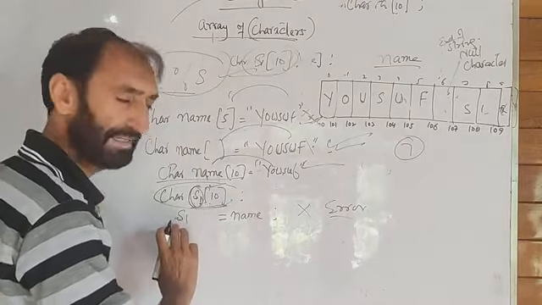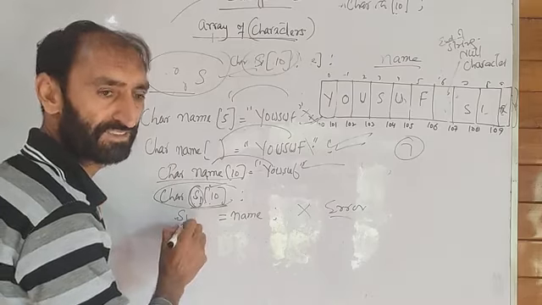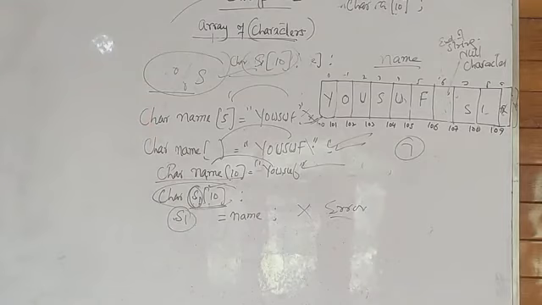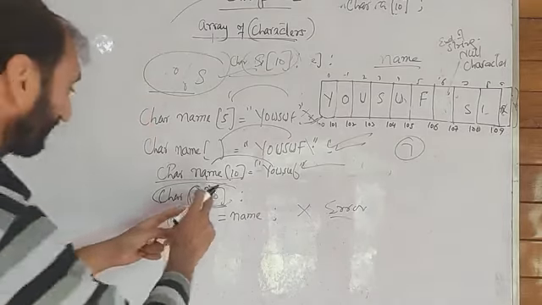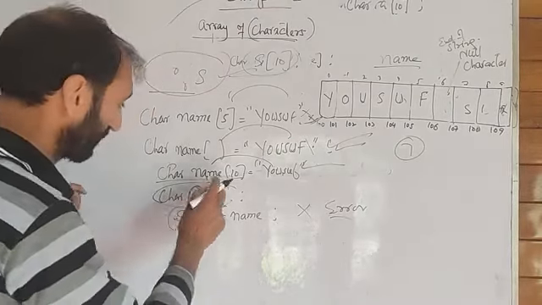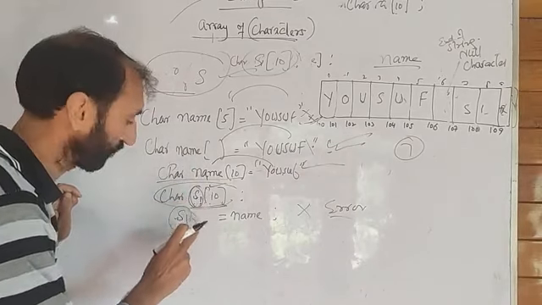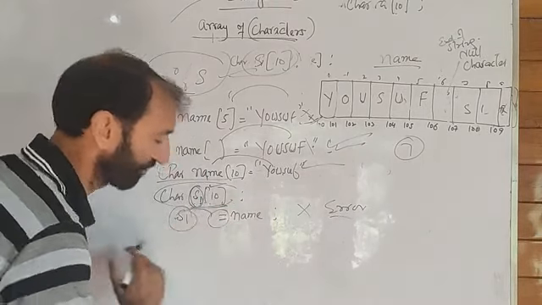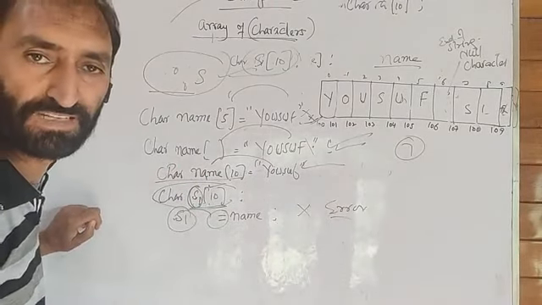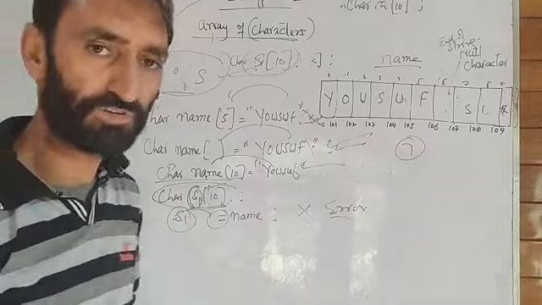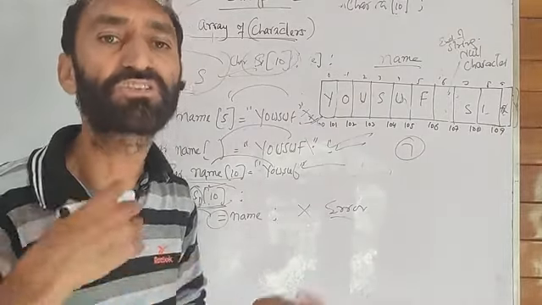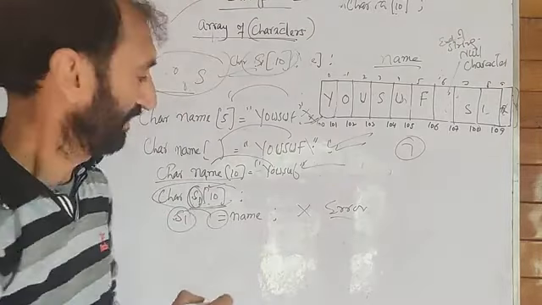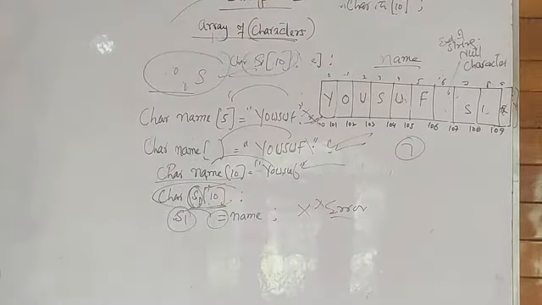We cannot put a character array on the left side of the assignment operator. Secondly, S1 is actually an array name, and we cannot use the array name on the left side of this assignment operator. An array name is actually a group of elements, a group of characters, and it cannot be on the left side of the assignment operator. So this will show me an error.